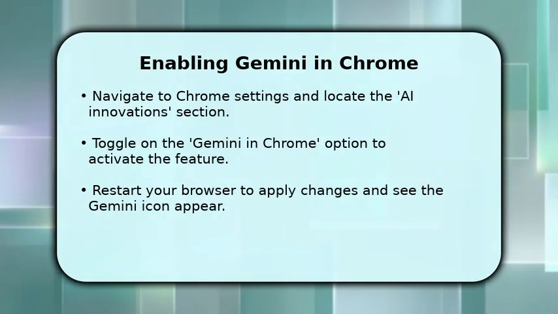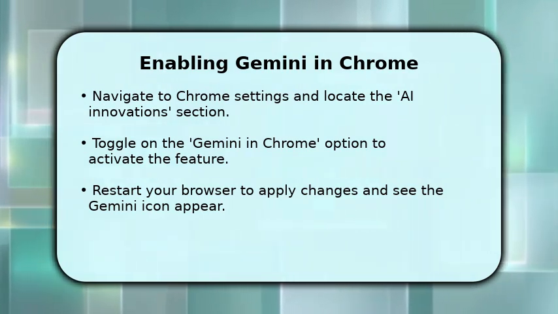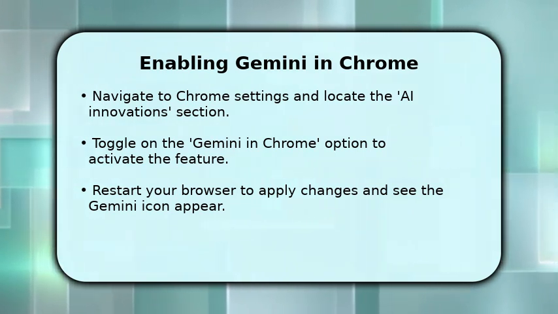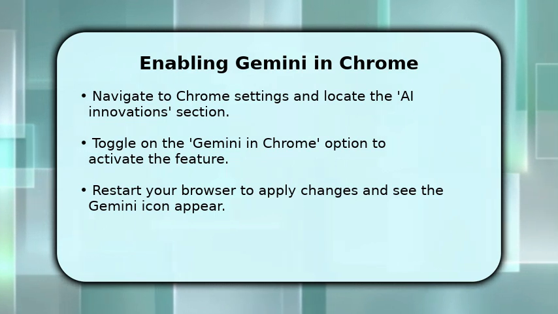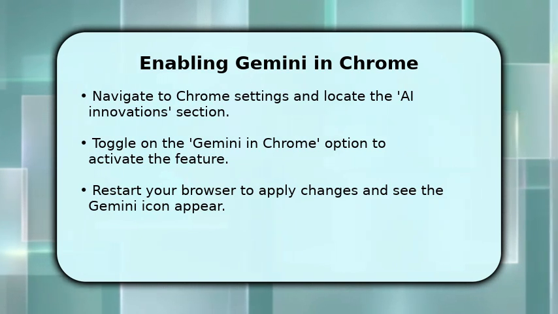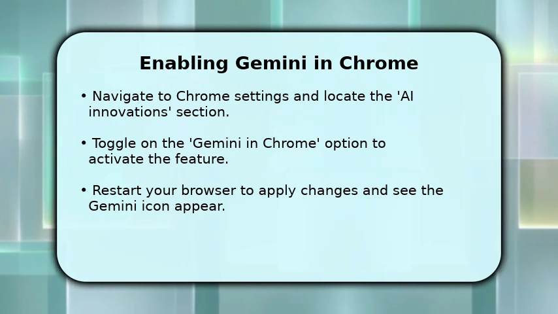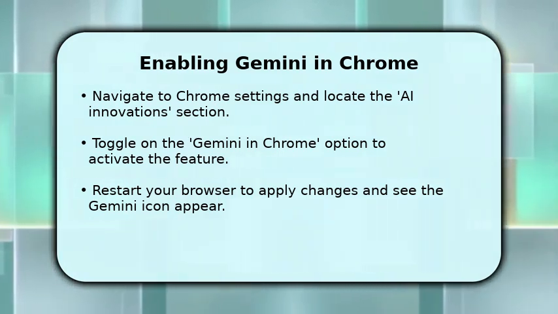To enable Gemini, open your Chrome settings by clicking the three-dot menu icon. From there, find the AI Innovations section in the left panel. You'll see an option for Gemini in Chrome. Simply toggle this setting on. After enabling, restart your browser. You should then see a star-shaped Gemini icon in your Chrome toolbar, ready for use. This quick setup gets you ready to leverage AI assistance.